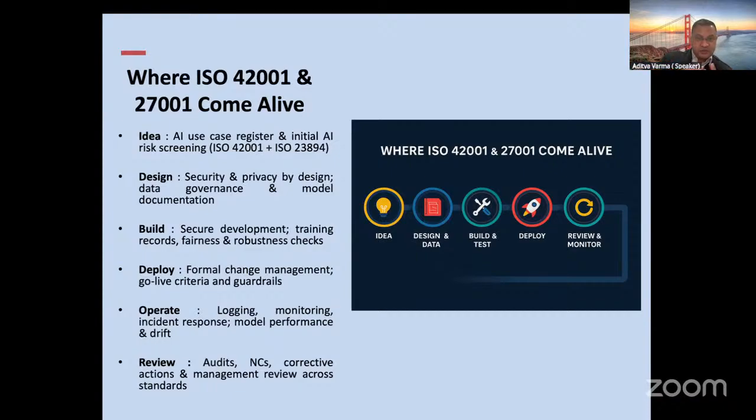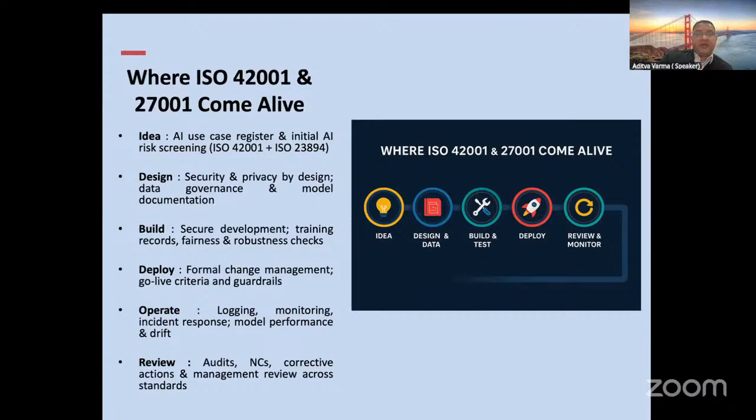At the deploy stage, ISO 27001 requires formal change management, approvals, and go-live criteria. ISO 42001 adds deployment conditions and guardrails, such as where the AI is allowed to be used and the level of human oversight required, right? Human in the loop, on the loop, or out of the loop? That's a big question, right? We all try to answer it every day.